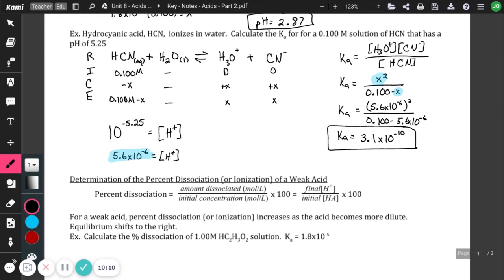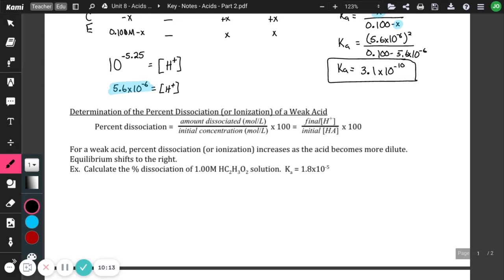Well, for determining the percent dissociation for a weak acid, basically what we're going to do is take the amount dissociated divided by our initial concentration. So we're still going to use a Rice table to solve for that X value, that concentration. And then once we've done that, we're going to take part over whole, essentially. That final concentration divided by that initial concentration times 100.